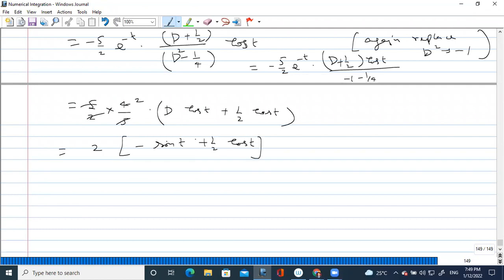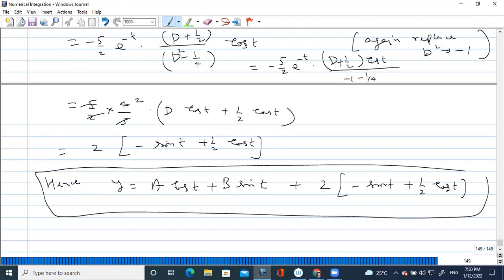So again here also you can take, whether you leave it like this or you want to match in the option. Okay, so you can take LCM also, but no problem. Hence y will be CF plus PI. CF is A cos t plus b sin t, and particular integral is 2 into minus sin t plus half of cos t. So like this you can solve this type of problem.